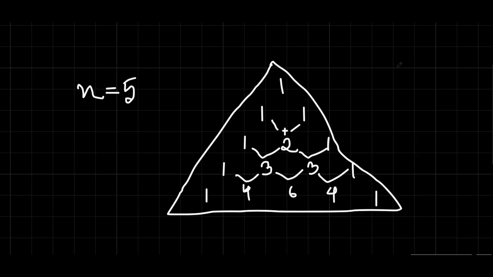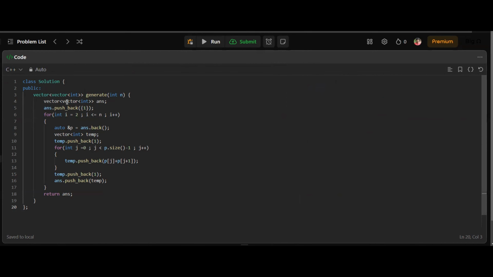Now let's move on to the code. In this code, at first we are given a function named generate. The parameter of this function is n, which is the given input, the number of rows of the Pascal triangle, and the return type of this function is a vector of vectors. Anyways, at first we have to declare a vector of vectors to hold the answer, and for the first row we have to put 1 into the answer.